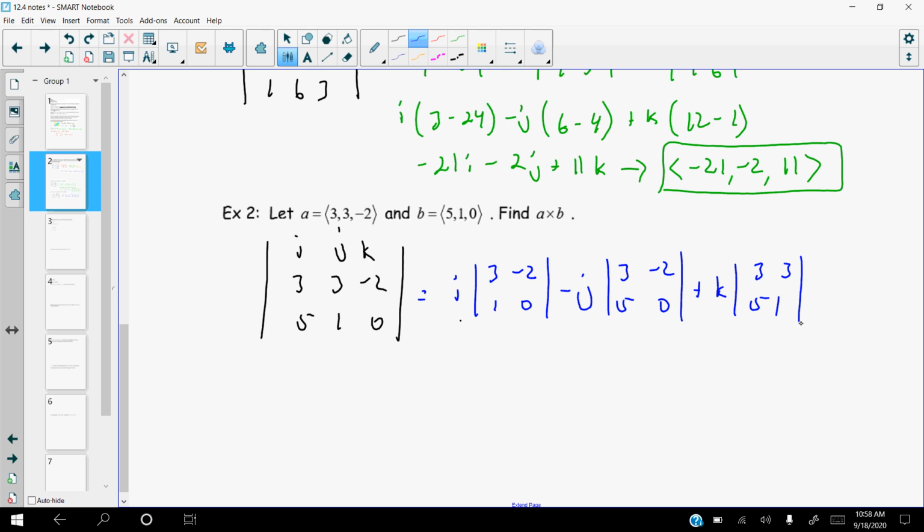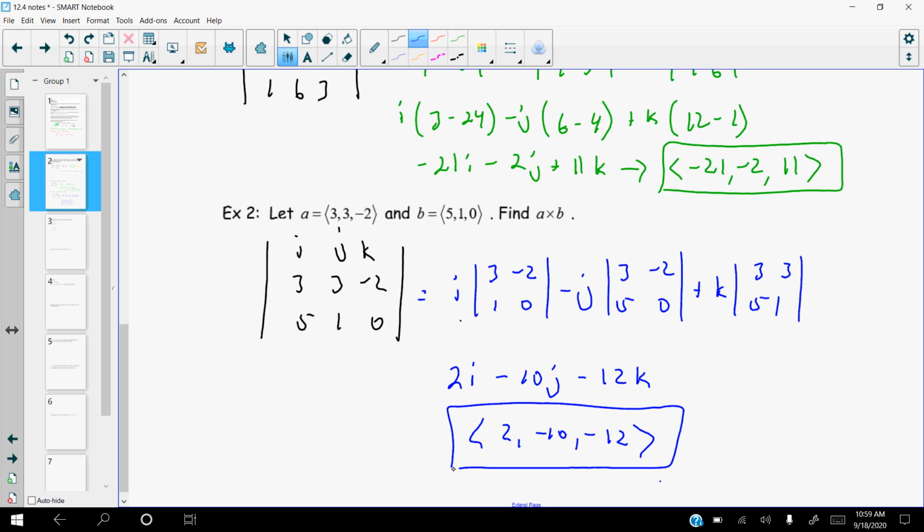All right, so let's finish I. So that's going to be 0 minus negative 2. So that's really going to give me 2I. This next one is going to give me 0 minus negative 10, which is positive 10, but don't forget we're subtracting, so it's still minus 10J. That's going to be the most tricky part when you've got 3 different negative things going on there. And then the last one is going to be 3 minus 15, so we get minus 12K. So our vector is 2, negative 10, negative 12. And that's the cross product of A and B.